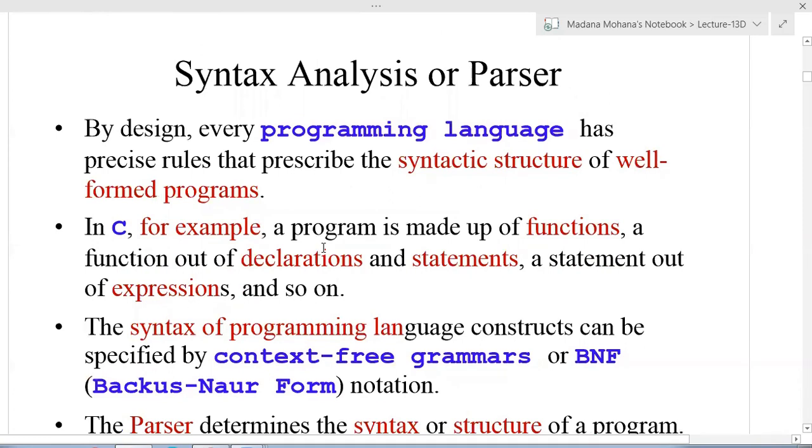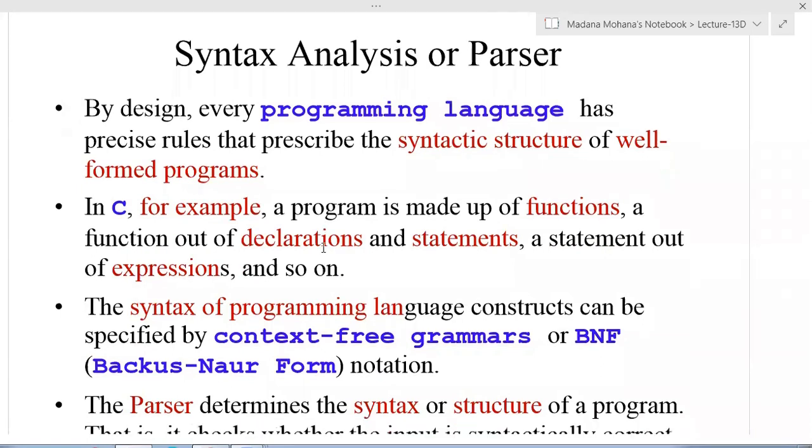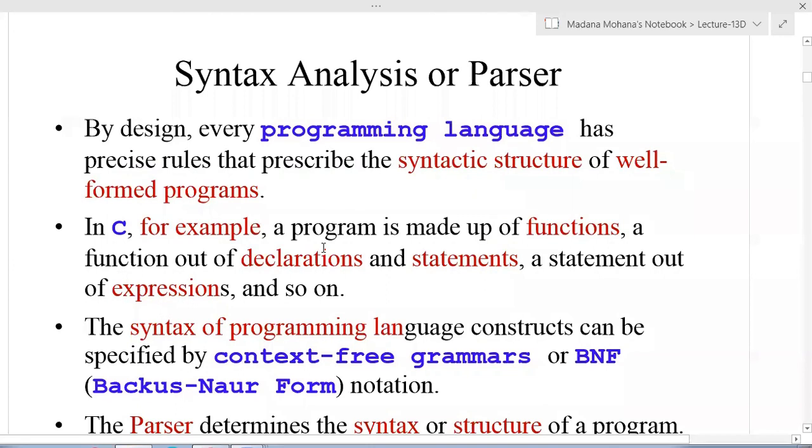Now you can recall the phases of the compiler. In that we discussed a little bit about each phase. Syntax analysis or parser also we discussed. The parser takes as input the output of lexical analysis, that is, tokens. Then the parser represents the tokens in a hierarchical form, which is a tree, called a syntax tree, derivation tree, or parse tree. That is the output of syntax analysis or parser.